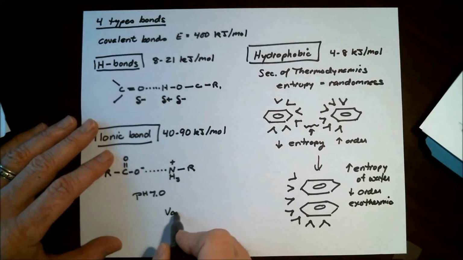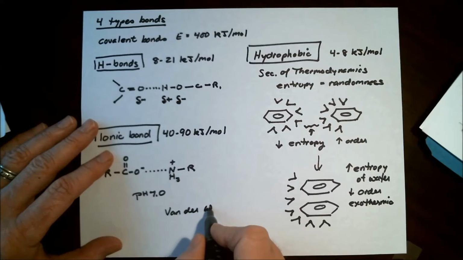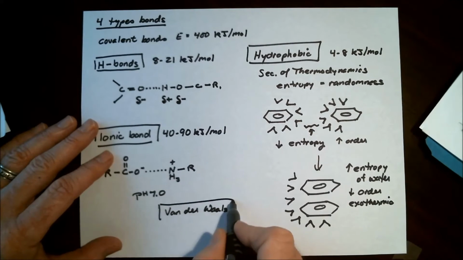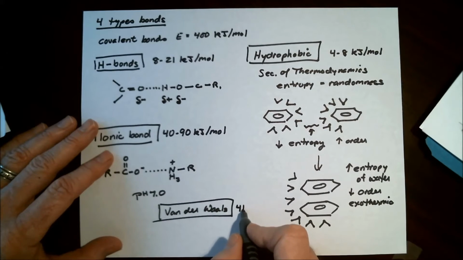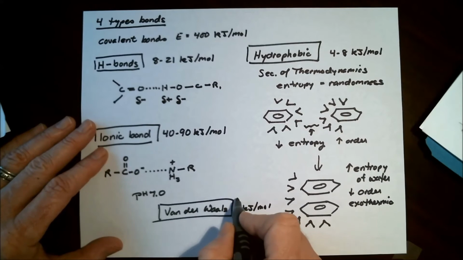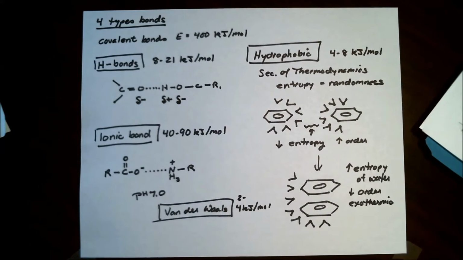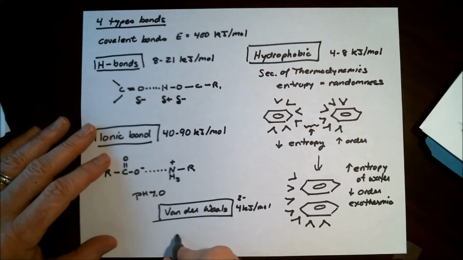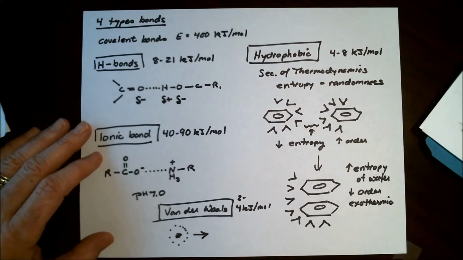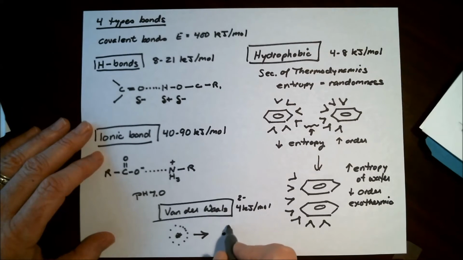Now, the last bond we need to talk about are van der Waals forces. Van der Waals forces are among the weakest forces we'll be looking at. This is approximately 4 kilojoules per mole, actually 2 to 4 kilojoules per mole. And this has to do at the atomic level. So if this is our electron cloud and the nucleus, we have electrons around the nucleus. Now, under normal circumstances, if we calculate the position of these electrons, they should be randomly distributed. But on occasion, we will be able to induce something like this.